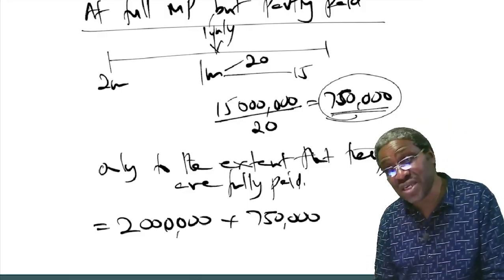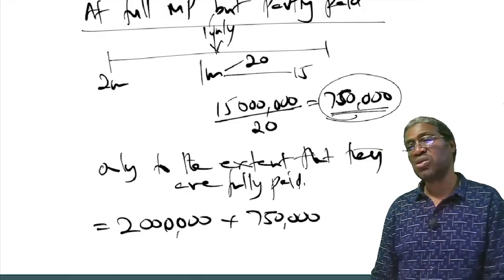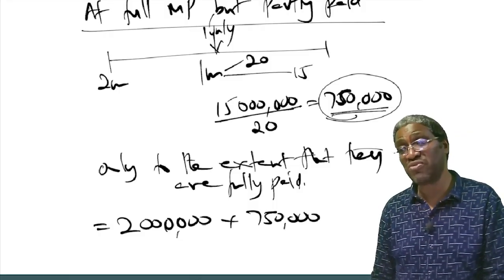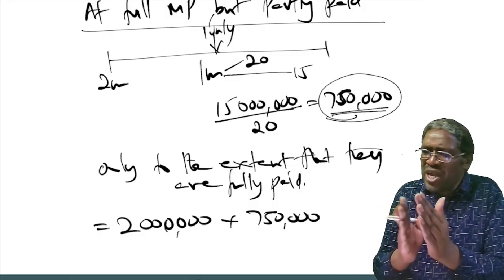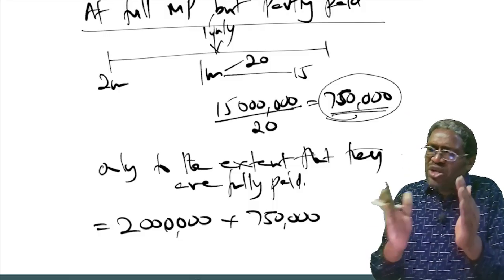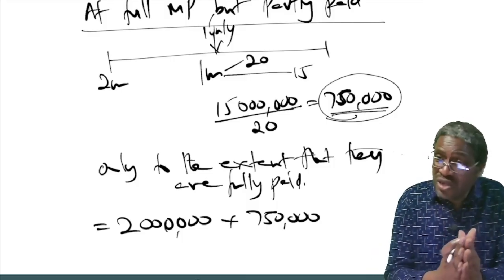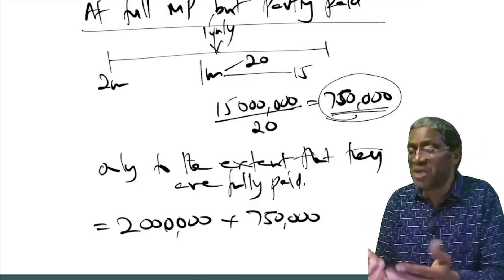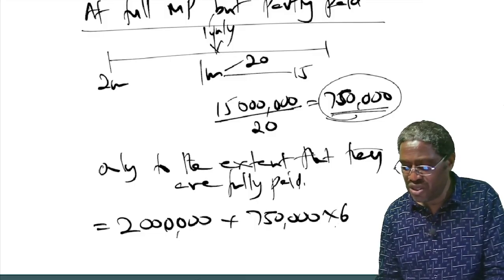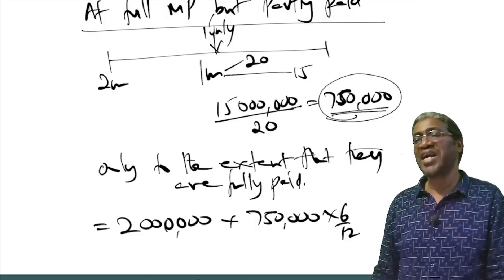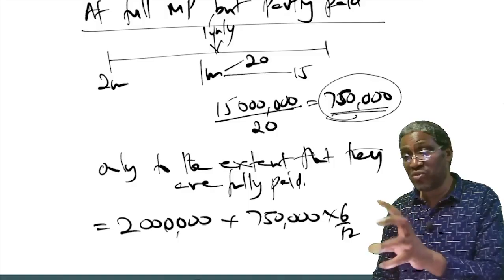So we are again saying, as much as it's true, 750,000 are considered to be fully paid. But again, why should I give you earnings for the full year when your money did not finance me for the full year? Your money only financed me for 6 months. So this 750 should be weighted by, again, multiplying it by 6/12.